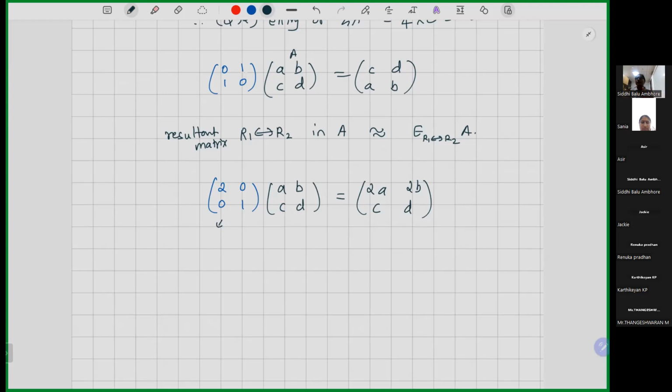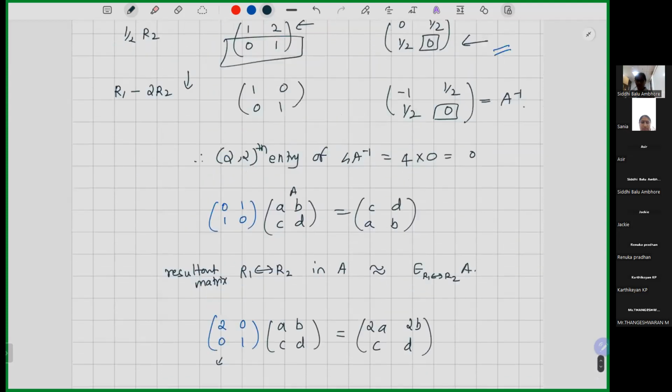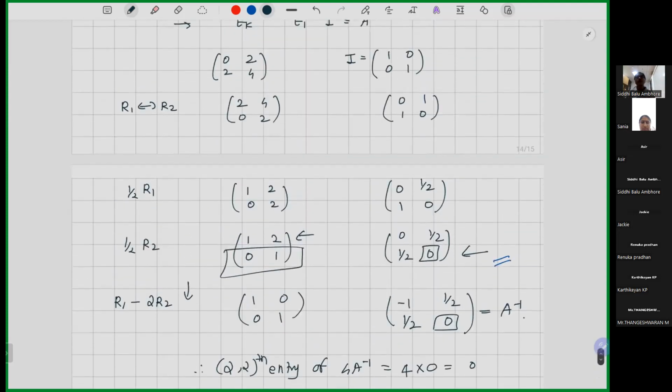So when I do a row operation on a matrix, it is equivalent to multiplying that matrix by an elementary row matrix. Is it clear now? Okay. Any further questions or doubts anywhere?